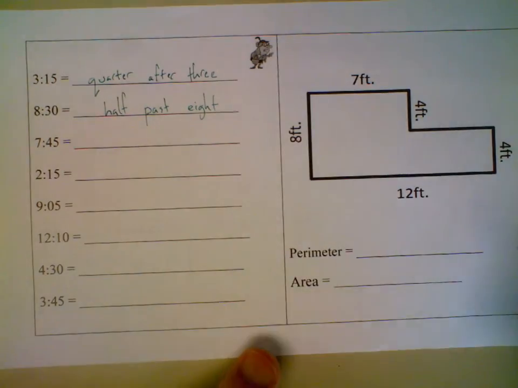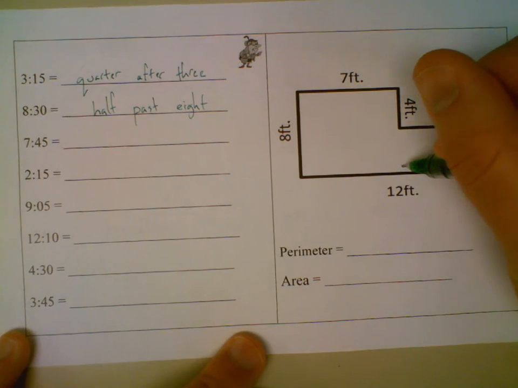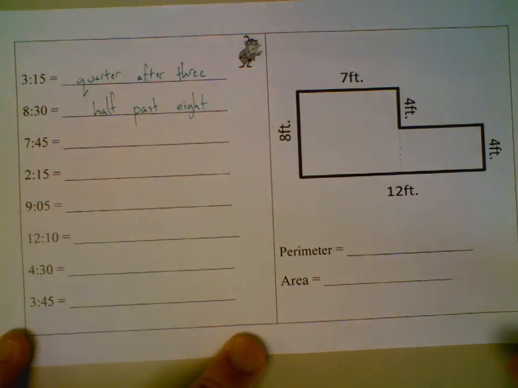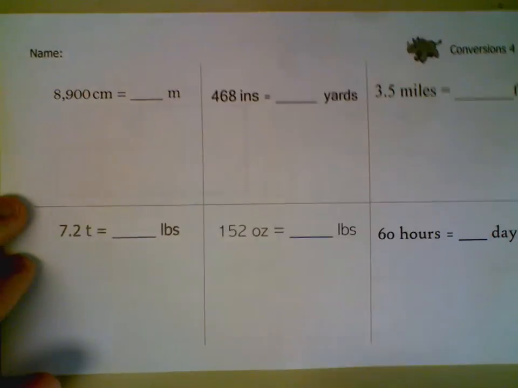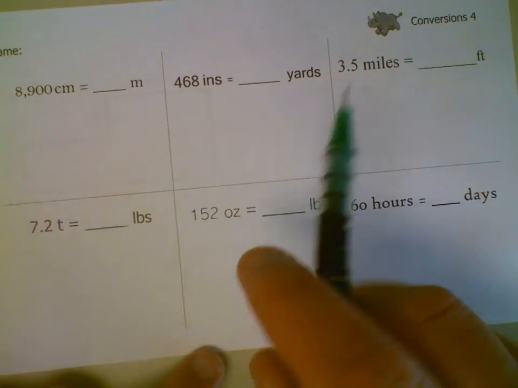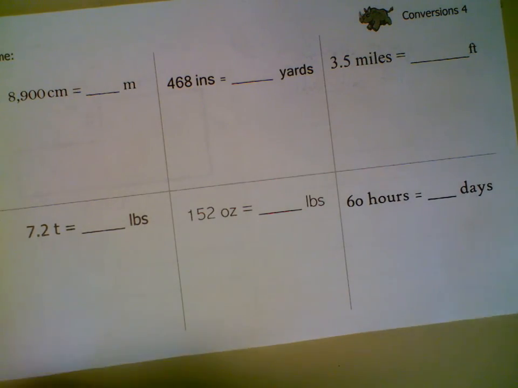Do what you can here, guys. Try the area and perimeter. Here's a little hint when you get to area. Might want to chop that up right there, okay? And keep doing those conversions, okay? Show your work. Find a connector. Show me how you do the bottom so you can do the top too, okay?